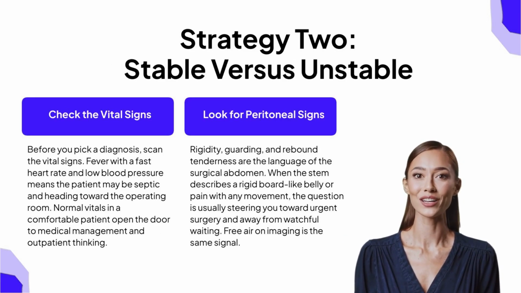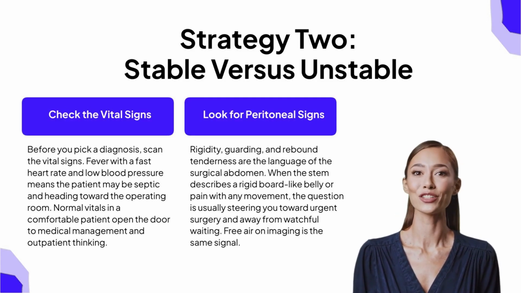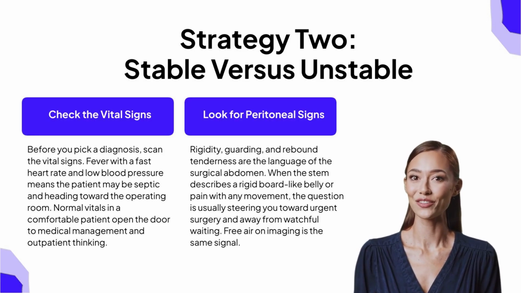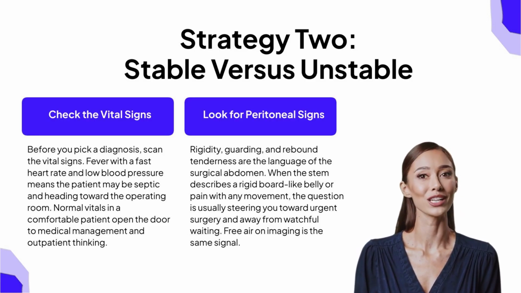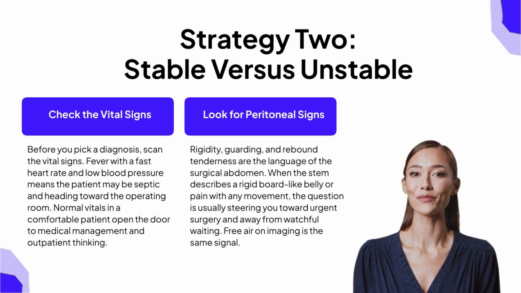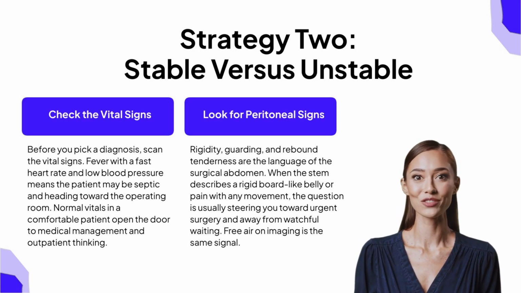Strategy 2 is the heart of the whole topic. The exam constantly asks you to decide between medical management and the operating room, and 2 things settle that question. First, the vital signs. A patient who is febrile, tachycardic, and hypotensive is showing you sepsis, and that patient is moving toward urgent source control. A patient with normal vital signs who looks comfortable can often be managed medically or even as an outpatient.